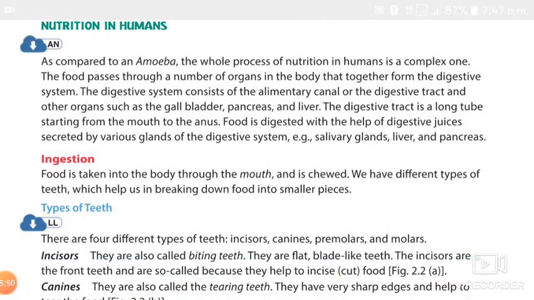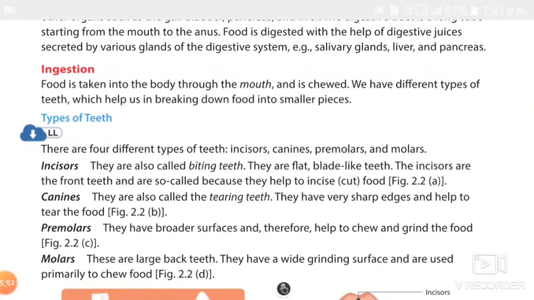And the second one is canine. The second type of teeth are called canines. These canines are also called the tearing teeth. They are present on either side of the incisors, 2 in each jaw, so a total of 8.